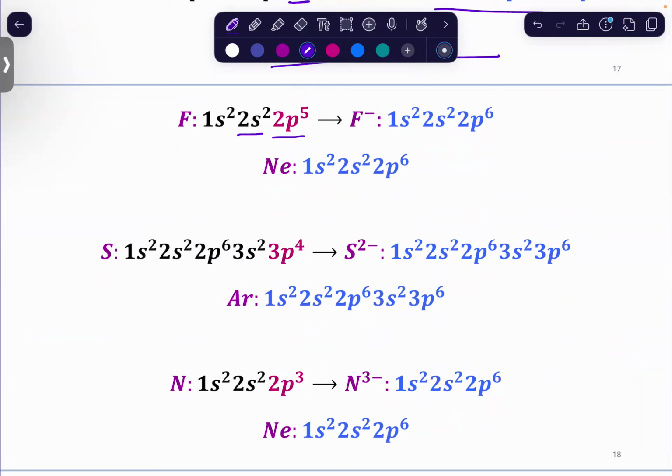Let's do your 2s, 2p. You see this spot right there is open to receive an electron, which is what will happen, filling up that valence shell and becoming isoelectronic with neon.